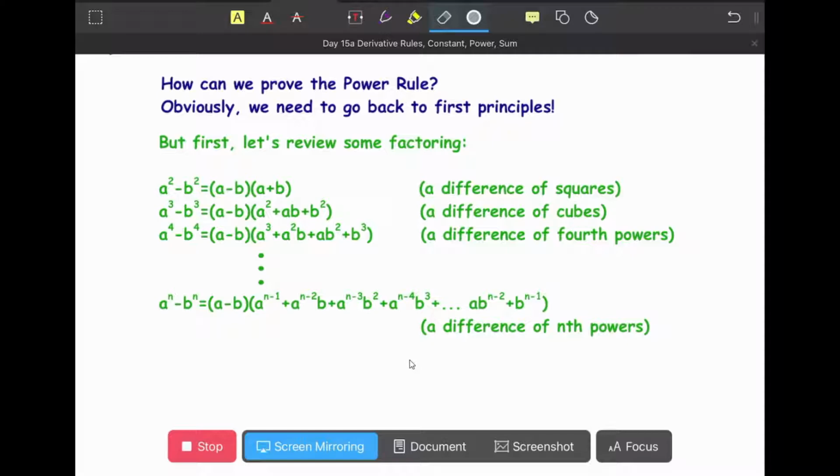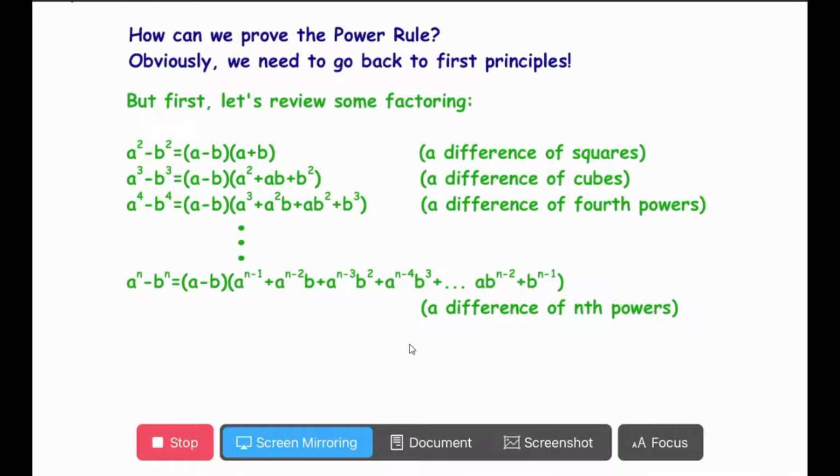So we've worked through several examples now, but the question remains, how can we prove the power rule? Obviously, we need to go back to first principles. First, let's review some factoring. If I were to have a difference of squares, a squared minus b squared, the factors are going to be a minus b, and that's going to be the factor that we see in each of these cases here, times a plus b. And we notice this has two terms.